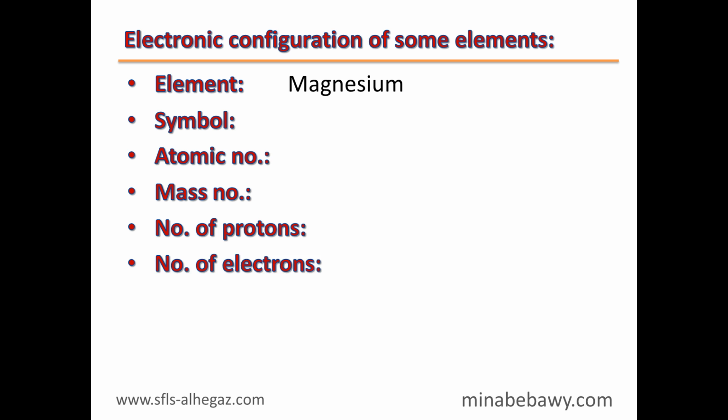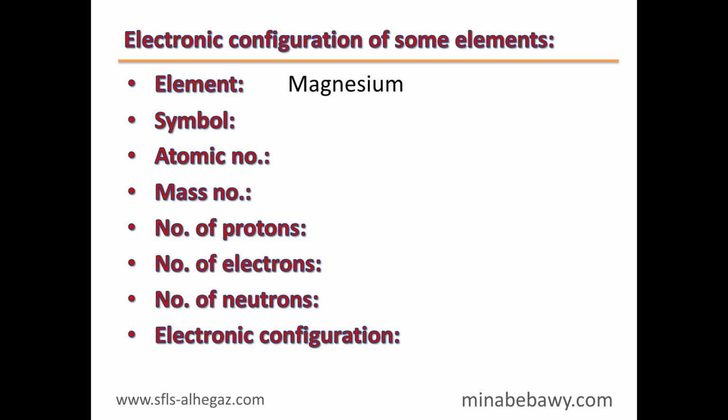The next element is magnesium. The symbol of magnesium is Mg. Its atomic number is 12, mass number 24, number of protons 12, number of electrons 12, number of neutrons equals 24 minus 12 equals 12.